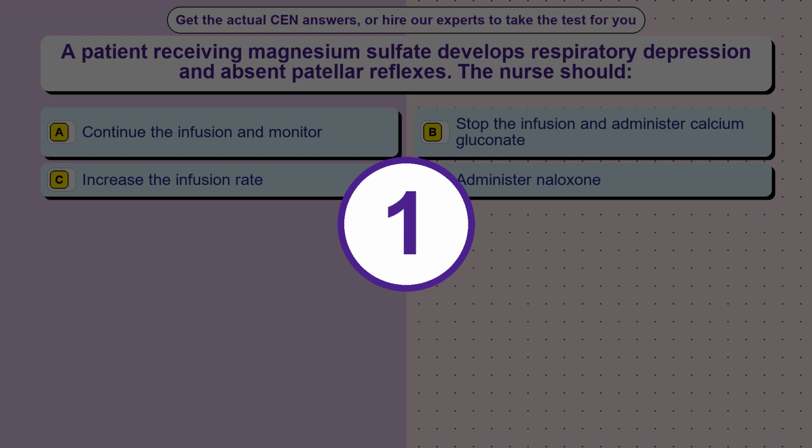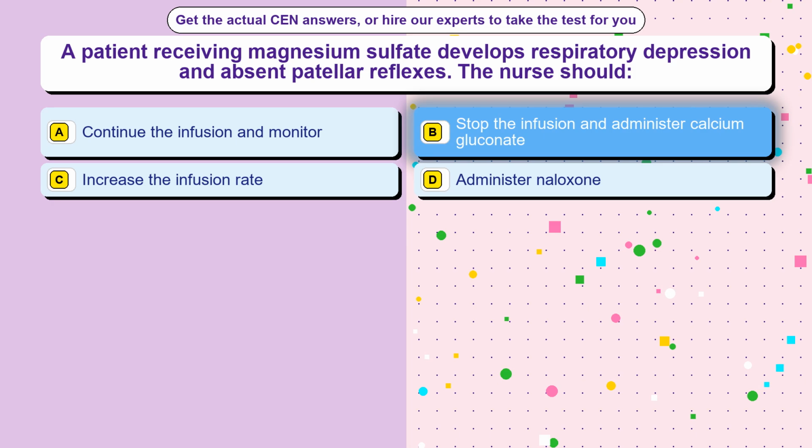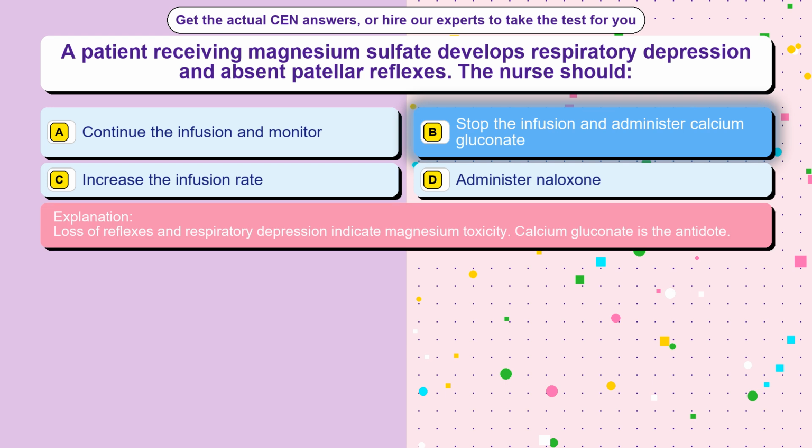The correct answer is option B, stop the infusion and administer calcium gluconate. Loss of reflexes and respiratory depression indicate magnesium toxicity. Calcium gluconate is the antidote.